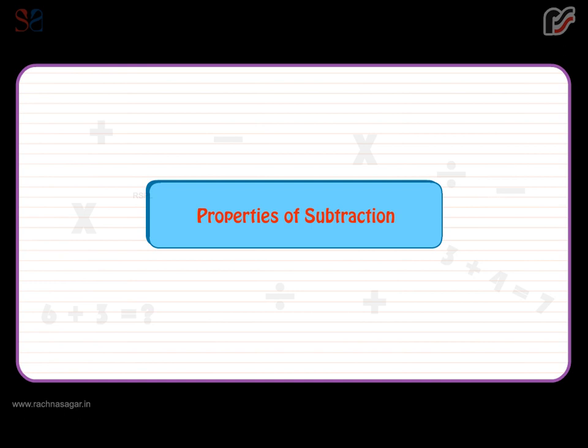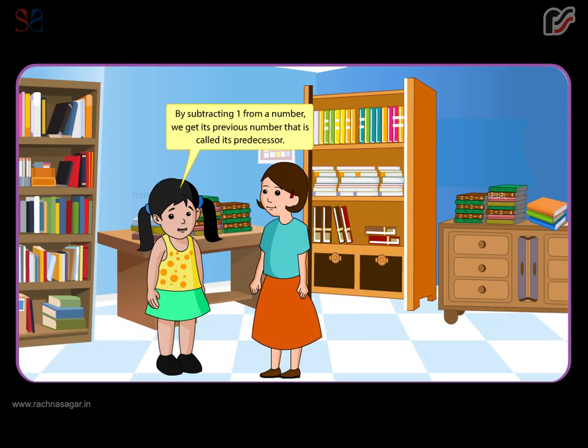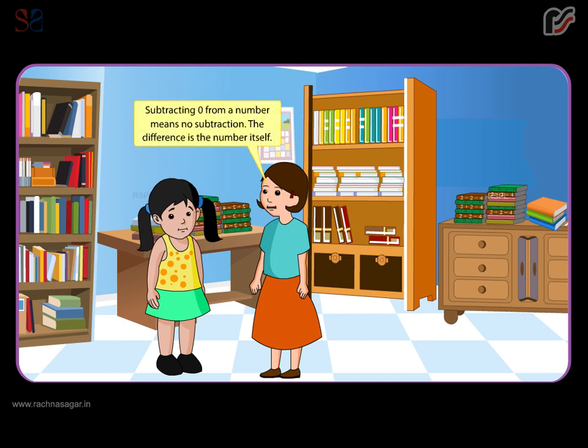Properties of subtraction. By subtracting 1 from a number, we get its previous number, that is called its predecessor. For example, 8 minus 1 is equal to 7. Subtracting 0 from a number means no subtraction. The difference is the number itself. For example, 11 minus 0 is equal to 11.